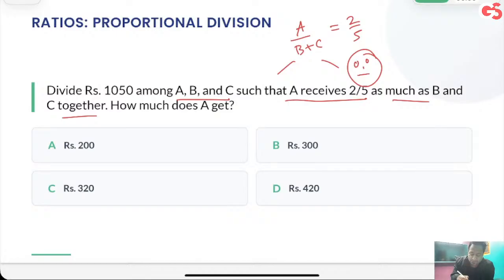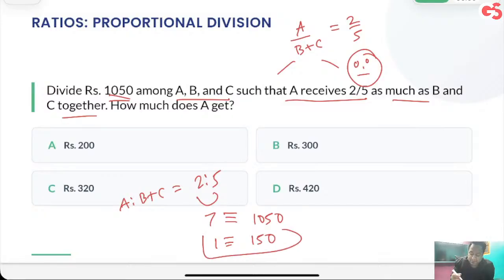Absolutely, right? So A is to B plus C is given as 2 is to 5. The sum here is 7 and overall it's 1050. So 7 units of ratio is equivalent to 1050 in the real world. So 1 is equivalent to 7 15s are 105, 1 is equivalent to 150. So A will get how much? Is that clear?